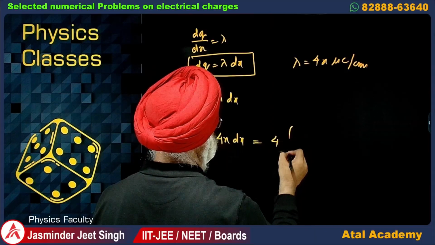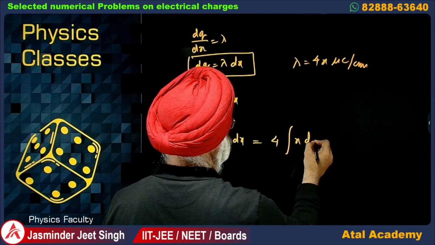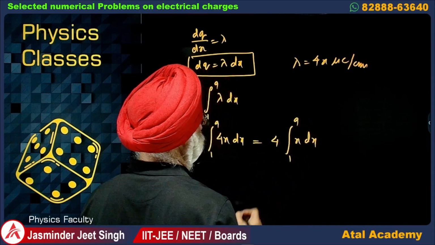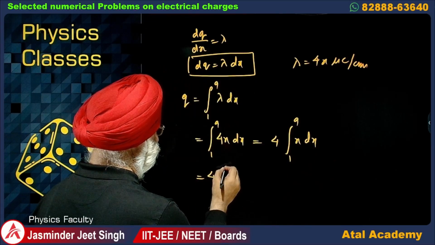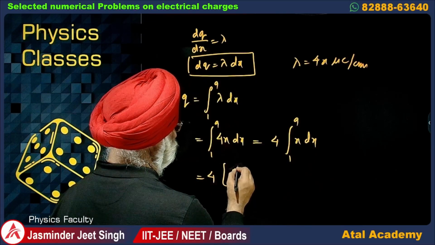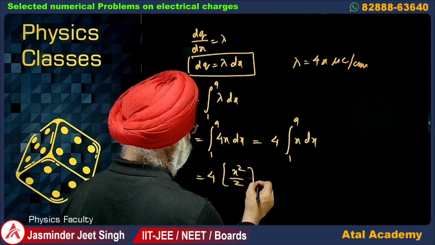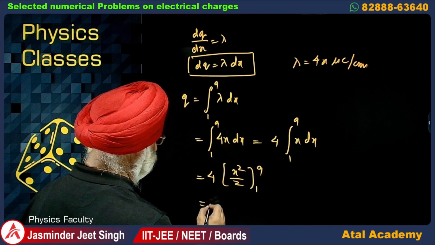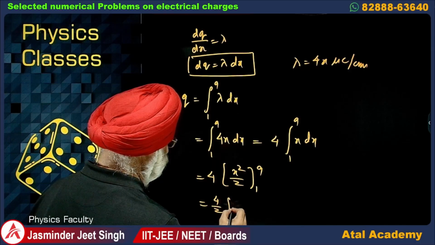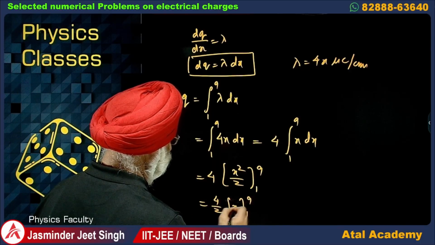4 is a constant term, we can take it outside. Integration of x dx from 1 to 9, and 4 is already outside. Integration of x dx is x square upon 2 from 1 to 9, and we can write 4 upon 2 x square from 1 to 9. That will be Q.